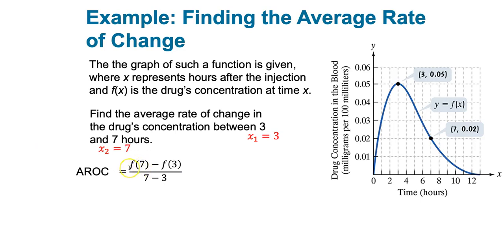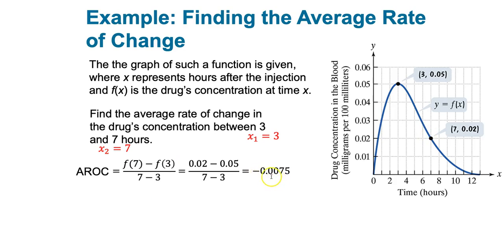Next we need to evaluate the function at 7 and the function at 3. They did not give us the equation, but they did give us the graph, so we can use that to evaluate the function at these values. Using the graph, we can see that f of 3 equals 0.05 and f of 7 equals 0.02. So let's plug those function values into our formula.